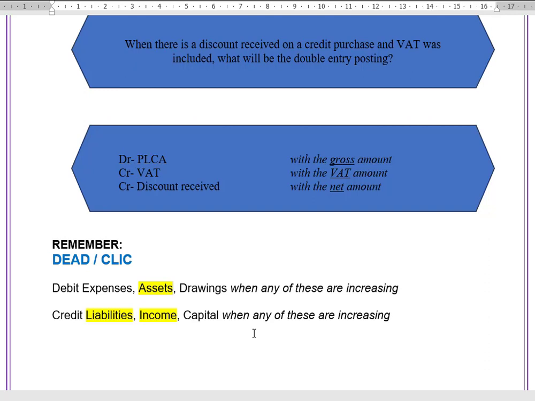I hope that has been useful. Again, there's logic behind the double entry. I hope and sincerely wish that you catch the double entry and the logic behind it. Keep learning, keep working hard.